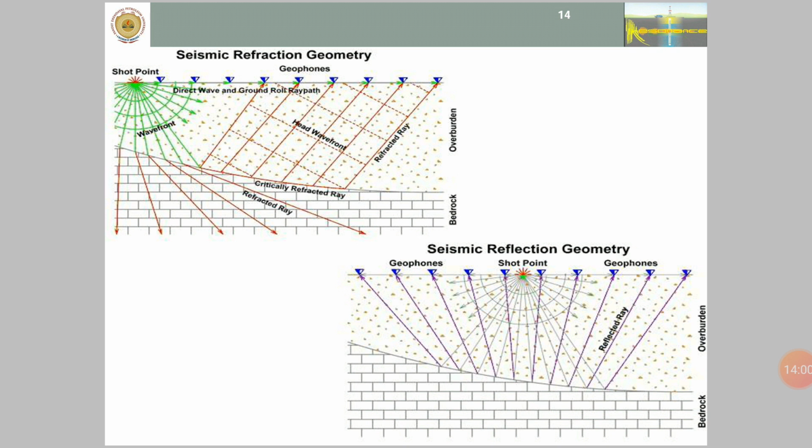Symmetrical and asymmetrical split spread are decided on the dip of the bed and direction of the dip. I have already given you an exercise to draw how the ray path will look like in case of a dipping bed, and whether you will be choosing more geophones on the down dip and less geophones in the up dip, or the reverse scenario.